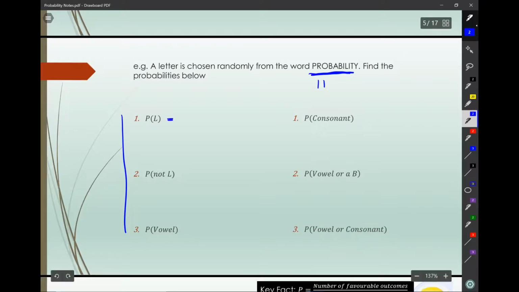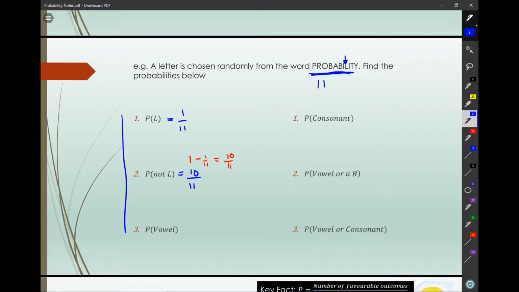In this first case, probability of selecting the L, there is only one L, so the probability is 1 over 11. Now, the complement of that, not L, I could calculate it by going 1 minus 1 over 11, but in this case, I'm going to do it the other way. I'm going to recognize that L is one of my options. So that means the rest of my favorable outcomes, there is 10. There are 10 other letters I can choose that are not L. So my favorable outcomes are 10 over the total number of outcomes, 11. And you can see that's what I would have got if I had done it this way as well.